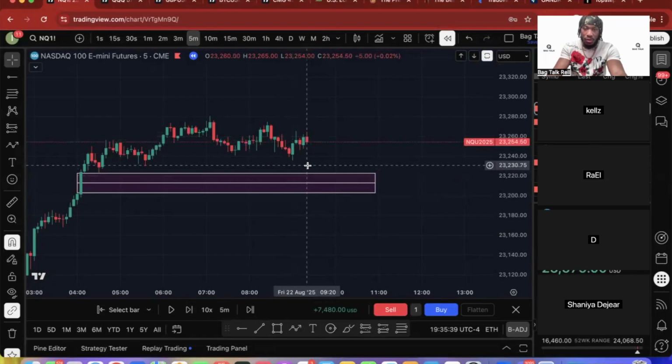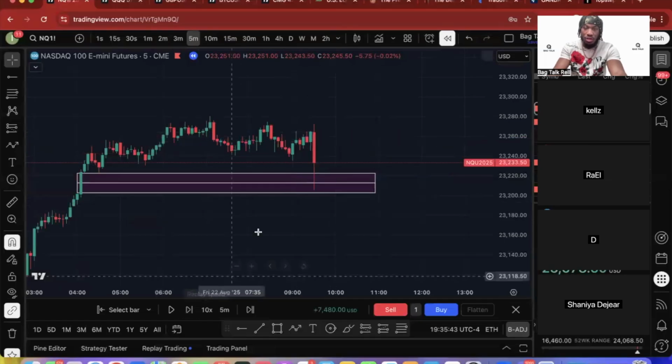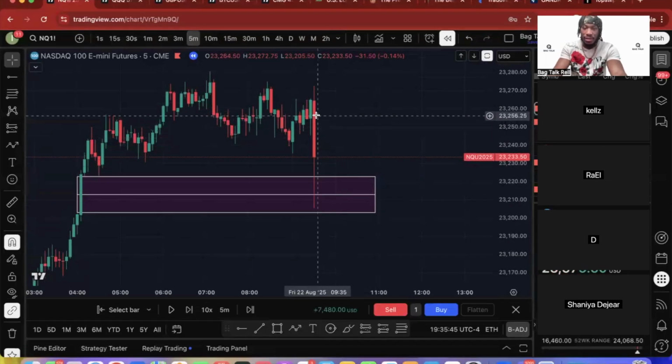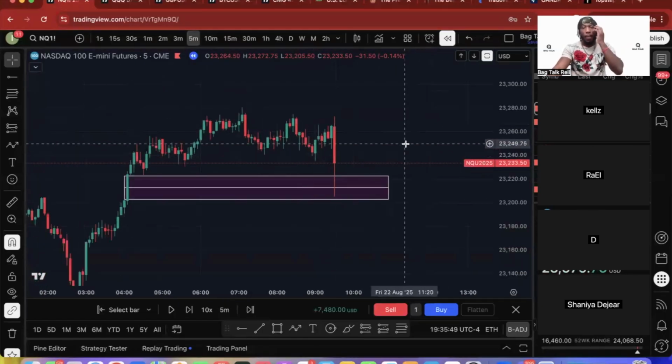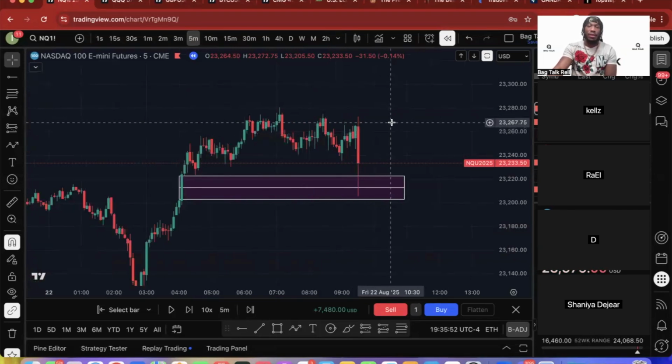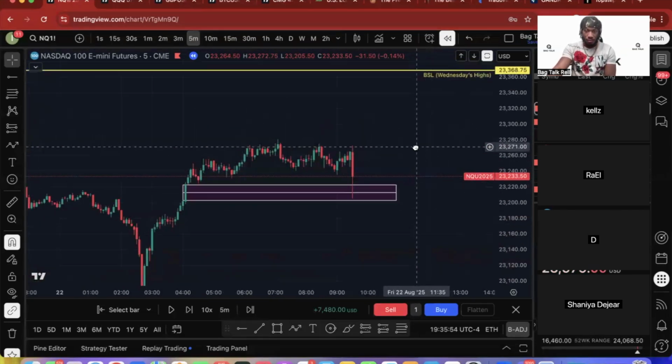And here we go. This is 9:20, 25, 9:30. All right, so what's the first thing price does at 9:30? Like this is the 9:30 candle, my people. What's the first thing these market makers do? They tap into that inefficiency.